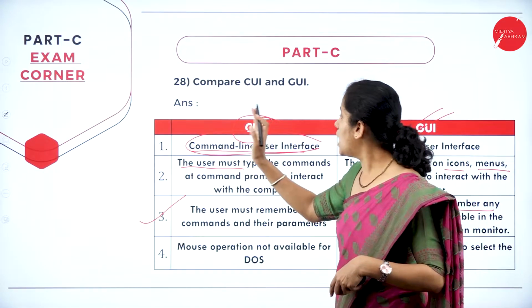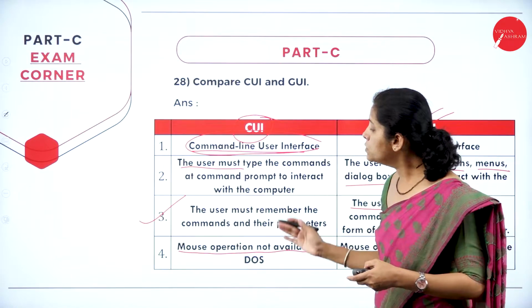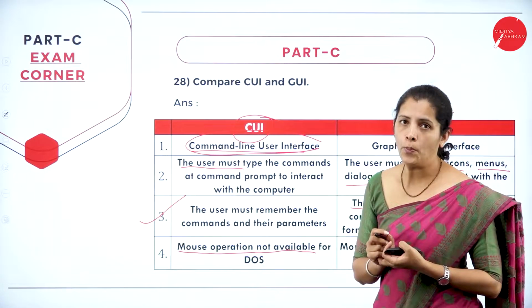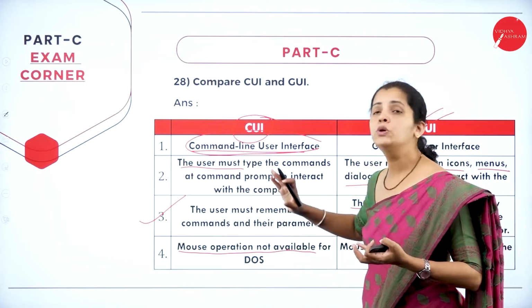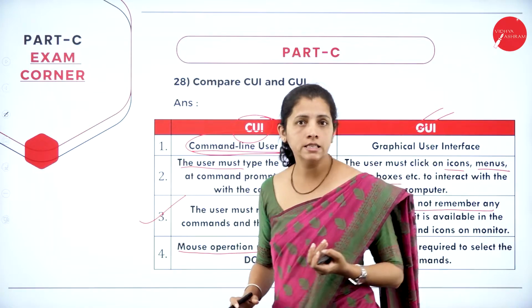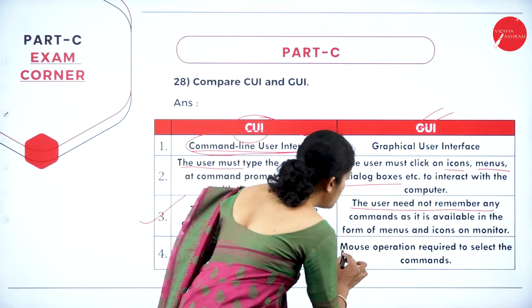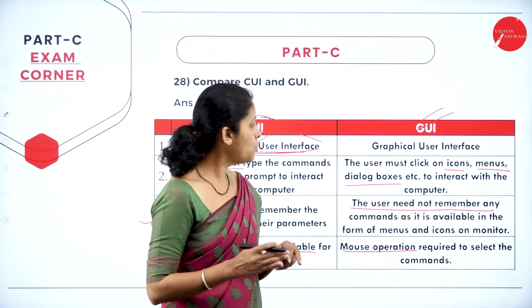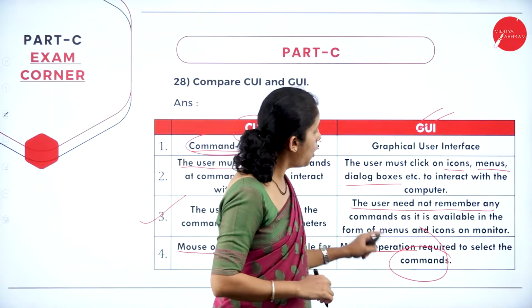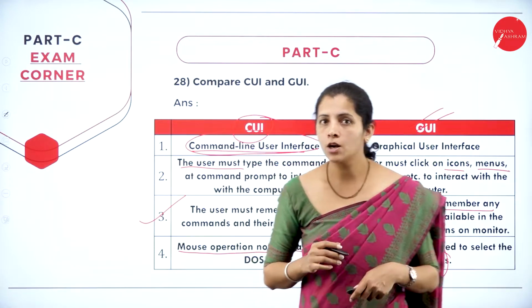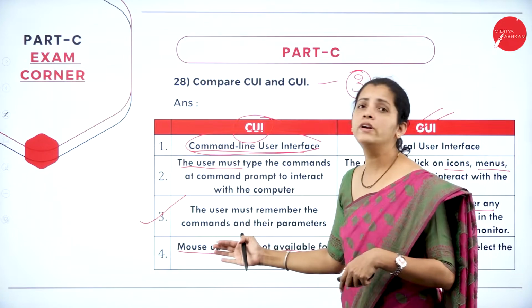Now, if I consider command line user interface, mouse operation is not available. So here, the user cannot use the mouse to operate. Manually, users are responsible for entering the commands. So they no need to use the mouse. But if I consider graphical user interface, I require some pointing device. So mouse operations are used or required to select the commands. So what is command here? That is nothing but icons or menus as well as dialog box. So if you want to get 3 marks, then I want to write all 4 differences.